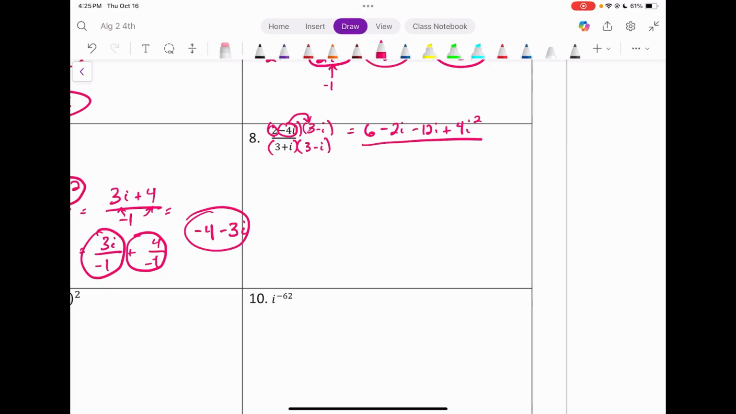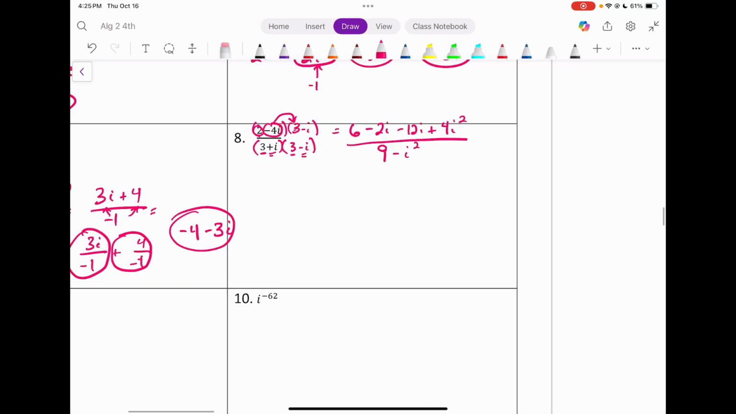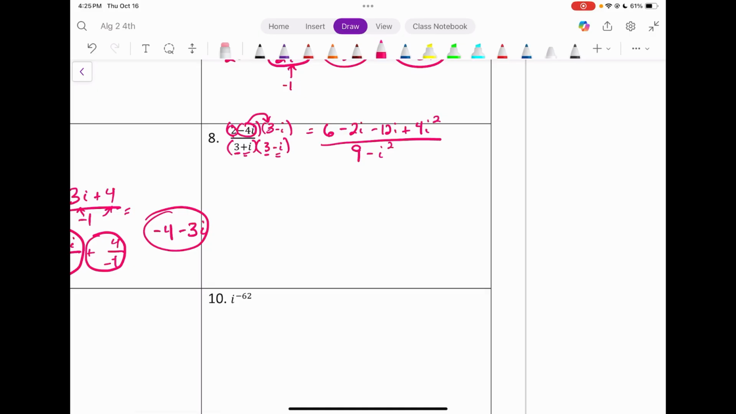On bottom, since they're conjugates, you only have to multiply 3 times 3. And then positive i times negative i, which is negative i squared. Replace all your i squareds with negative 1s. So this positive 4i squared on top will turn out to be a minus 4. And then this just plain old i squared here is going to be a negative 1.